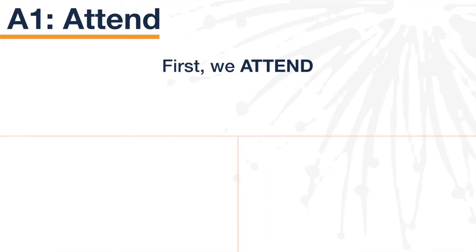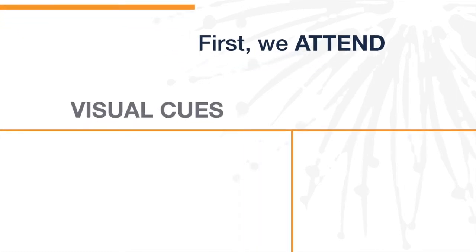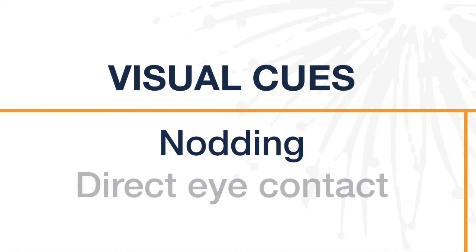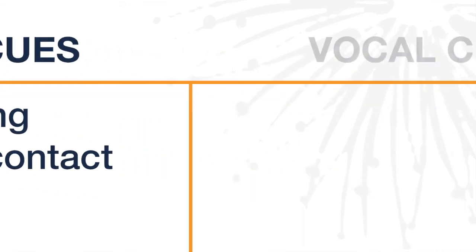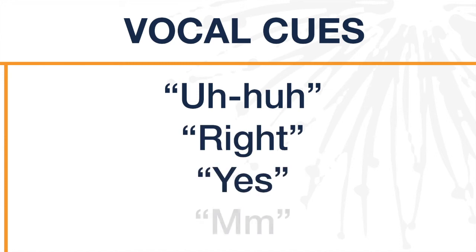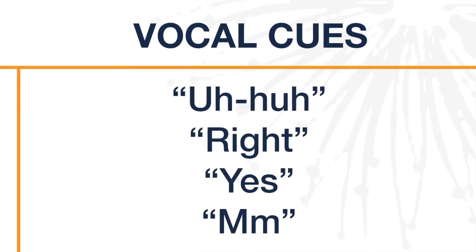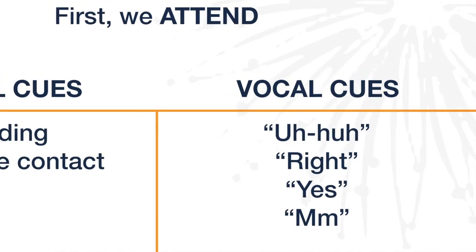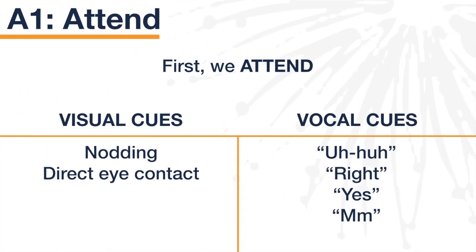Attend is the first indication of active listening. The visual and vocal demonstration that you are engaging and attending in the conversation are important to signal active listening is occurring. The visual cues include nodding and direct eye contact. The vocal cues could include, "Aha, right. Yes." Using these signals well is an important part of communicating that you are actively listening in a conversation.